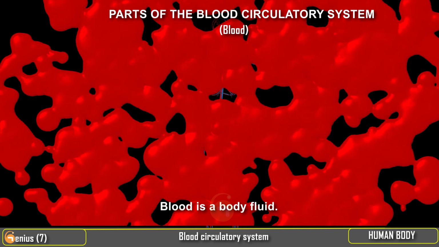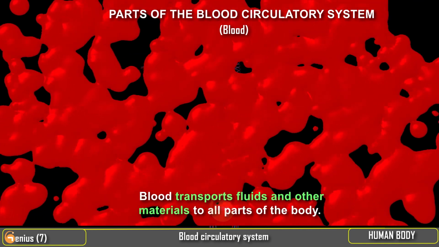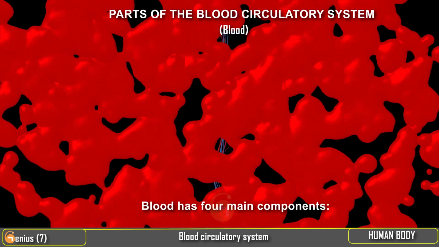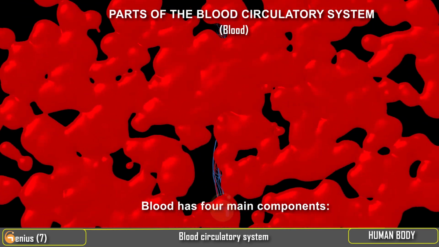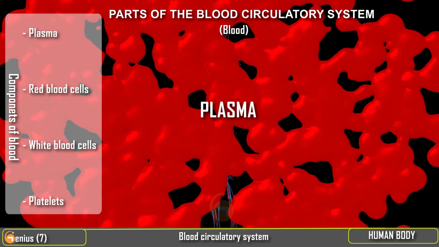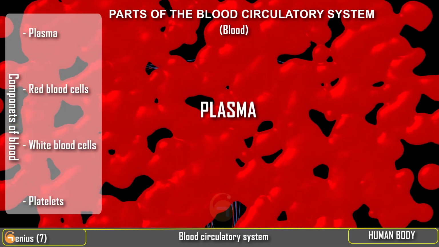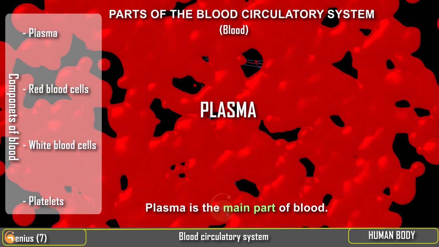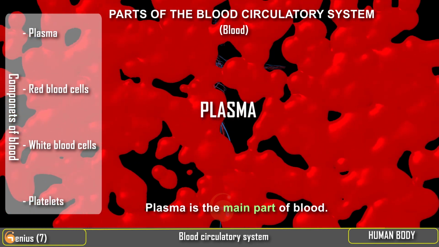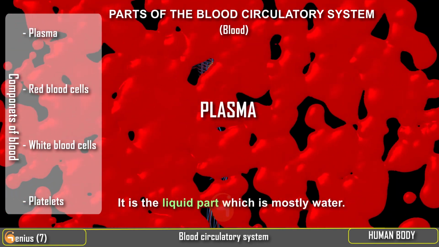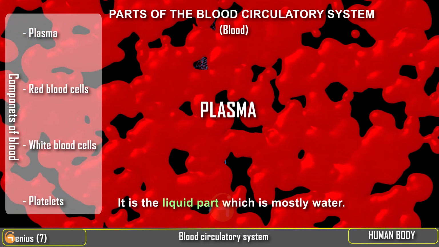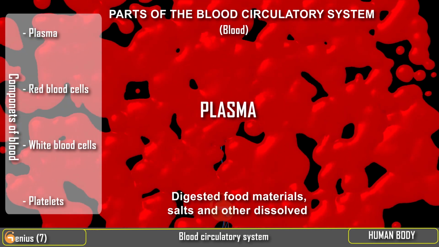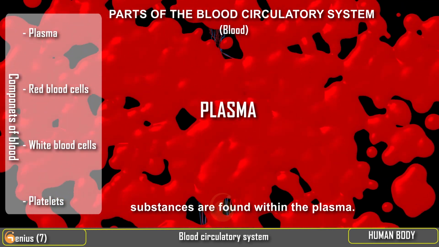Blood is a body fluid. Blood transports fluids and other materials to all parts of the body. Blood has four main components. Plasma. Plasma is the main part of blood. It is the liquid part which is mostly water. Digested food materials, salts and other dissolved substances are found within the plasma.